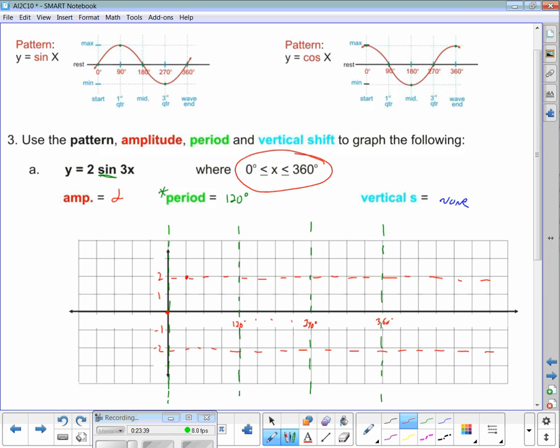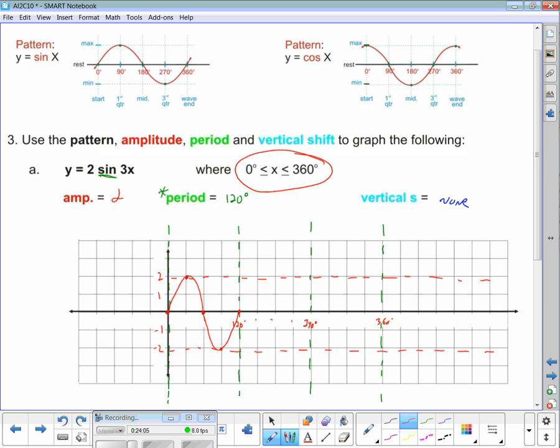Midway through, where's the pattern? 0, so we're at 0 at rest. 3 quarters, where's the pattern? Min, so we're down at the min. And then we're back to rest. And again, supposed to try to make a smooth curve. And that's the first wave of the 0 to 360, right?